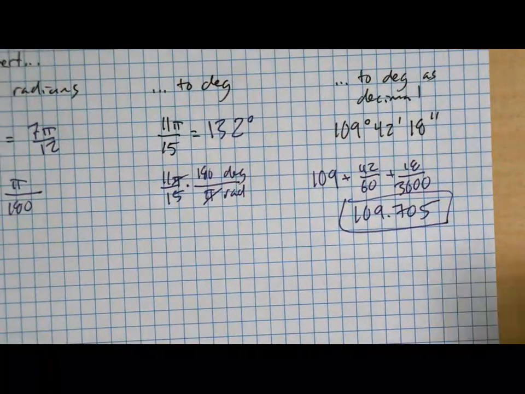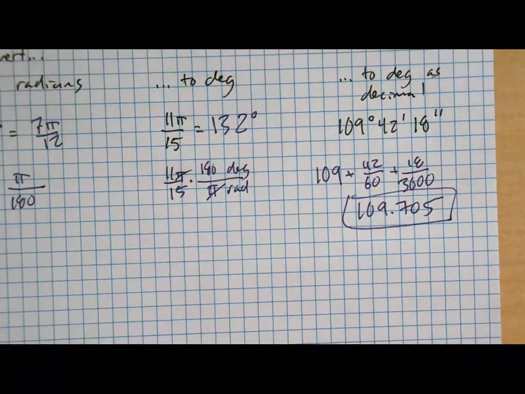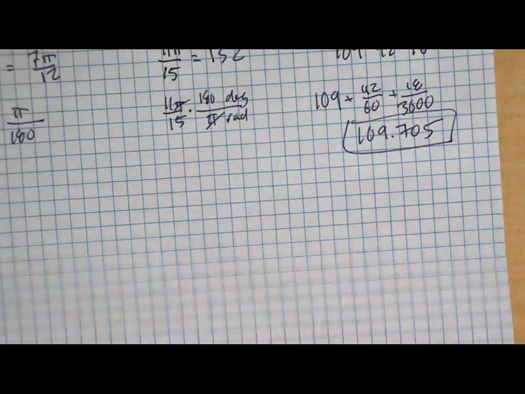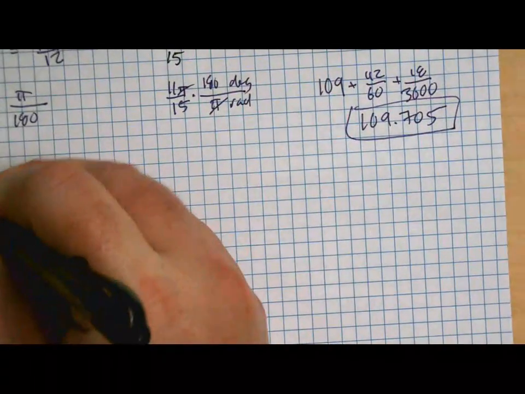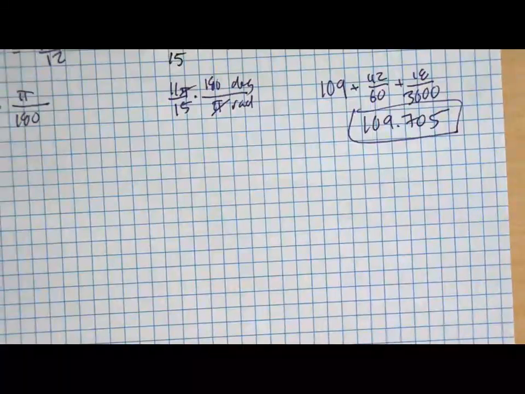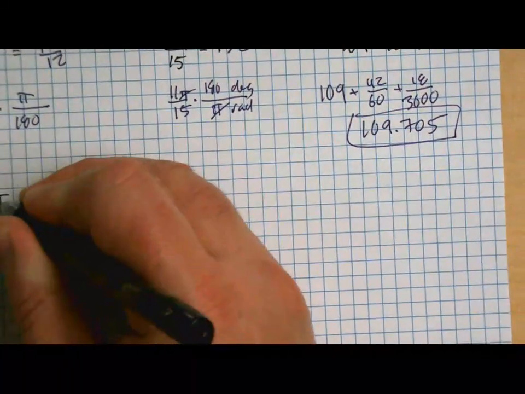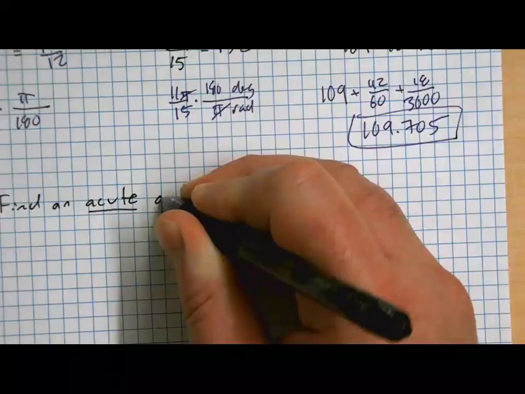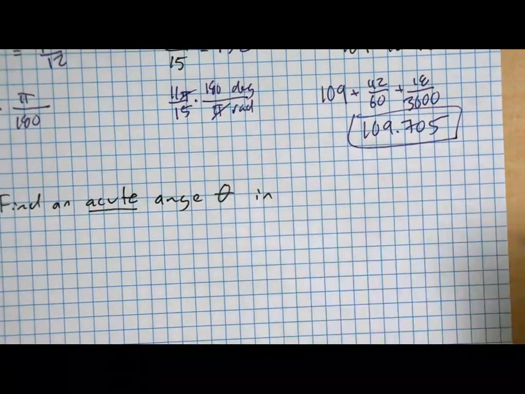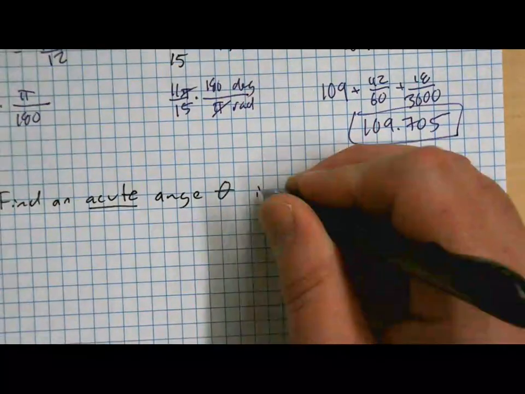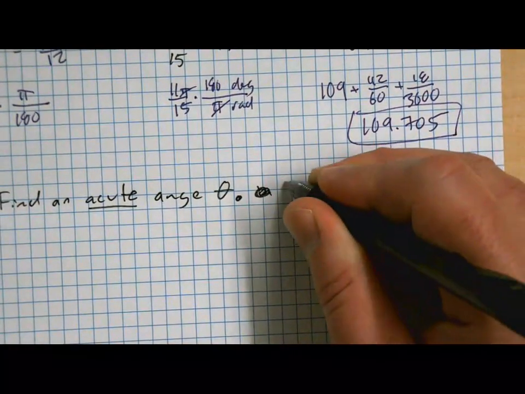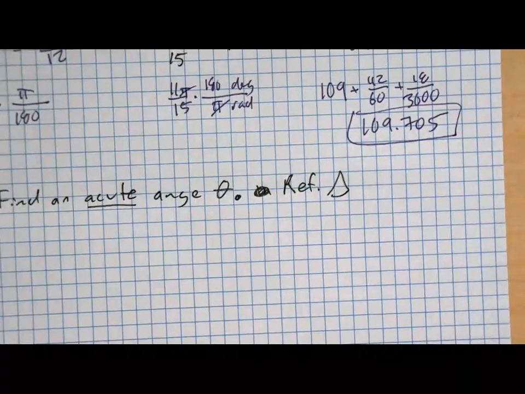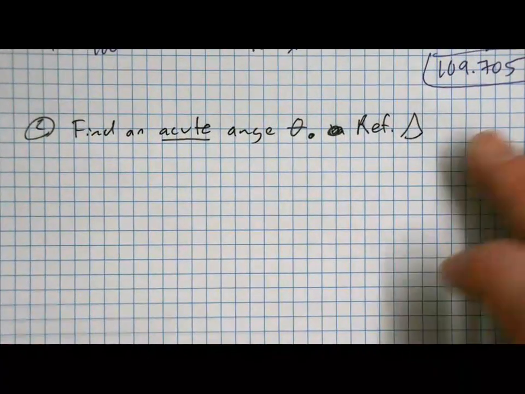Questions on those first three? All right, number two, this will also be on the first page. It asks you to find an acute, and acute is underlined, angle theta, and some other things, but it also says you must show a reference triangle. There's two parts to this.